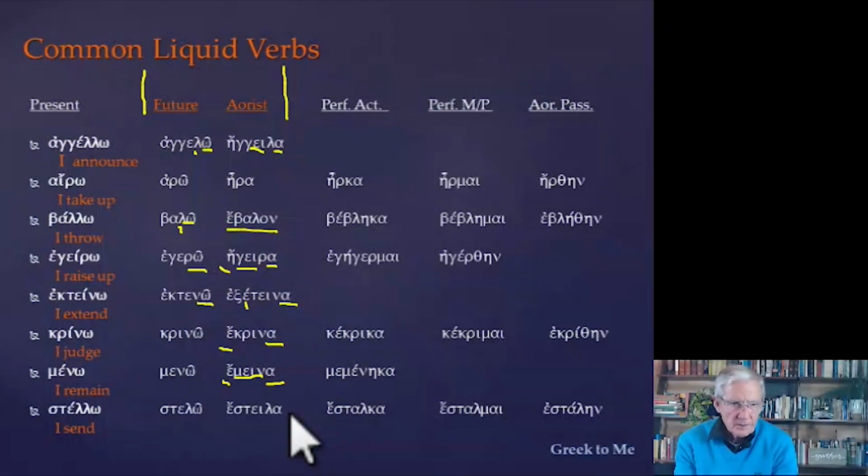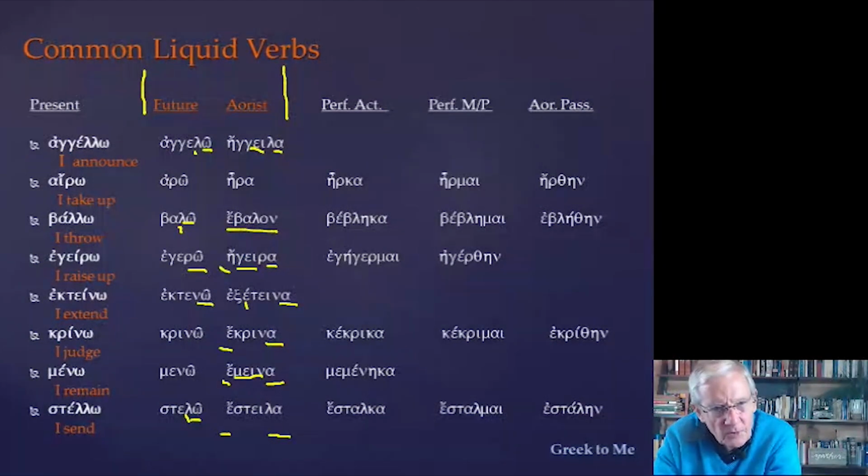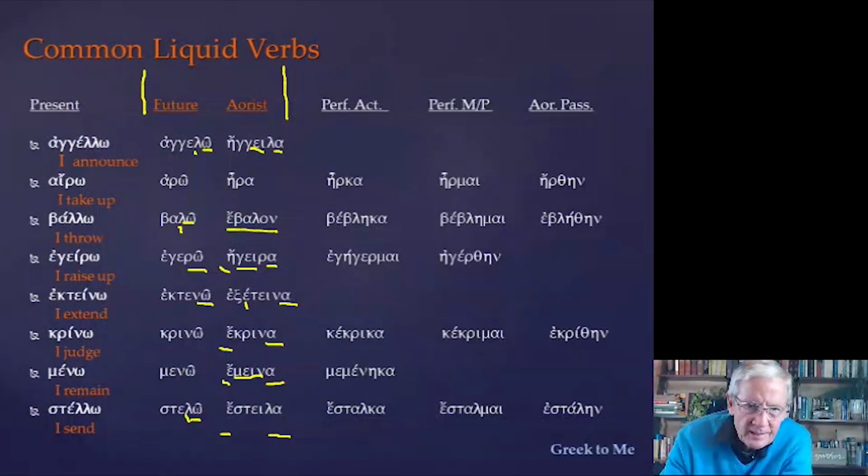I remained. And stello, you know the verb apostello. This is also a compound verb. But notice here in the future, we lose one of the lambdas. Here's our omega with a circumflex accent. And here's our first aorist. We see our augment, and then we're left with the alpha off to the right. So that would be first aorist, active, indicative, first singular, I sent.